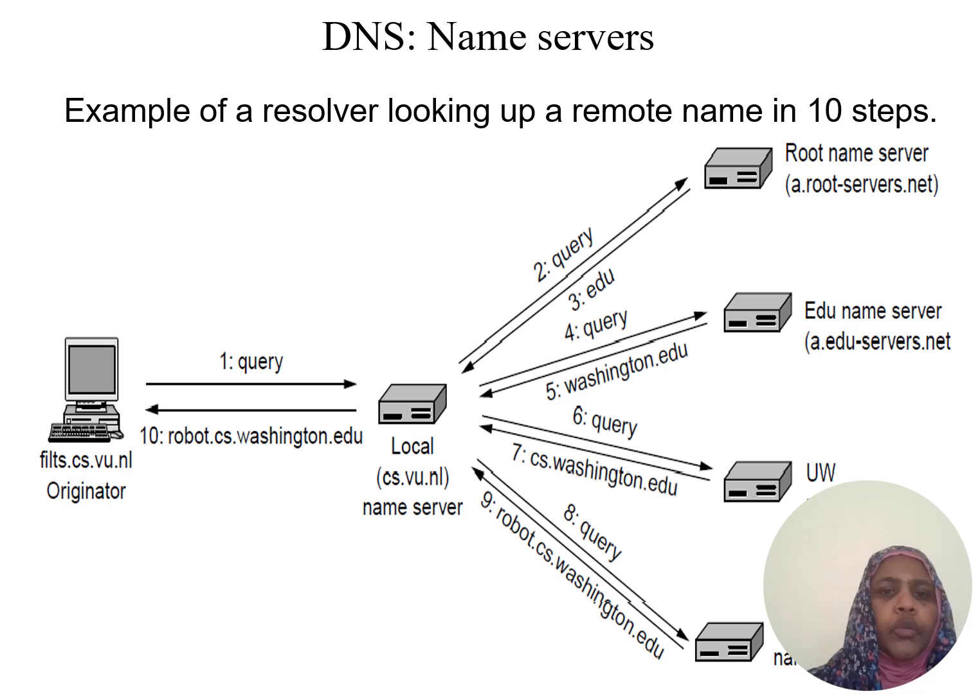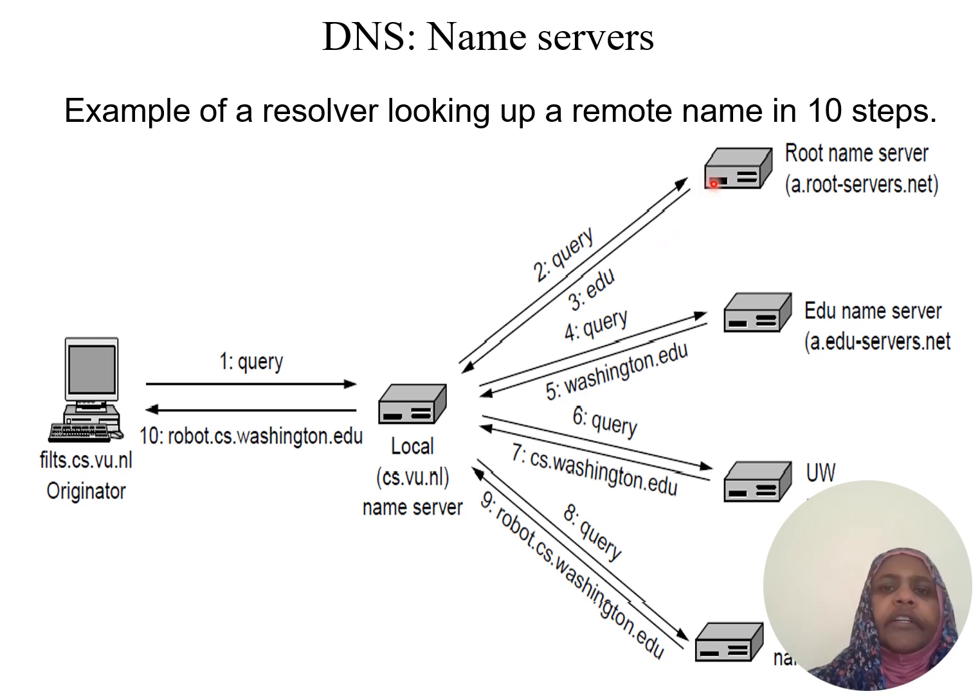The query for the domain name can actually be carried out in multiple steps, 10 at most. Here, the requester sent a query to the local name server asking about the address of a certain name, and the local name server didn't have the address for that name, so it consulted the root name server, .edu.